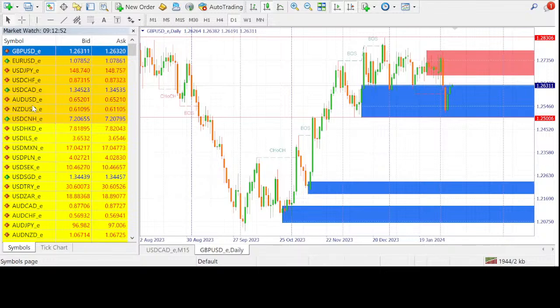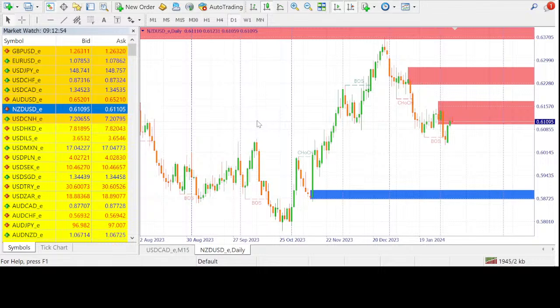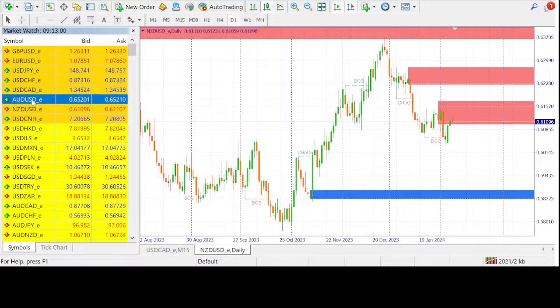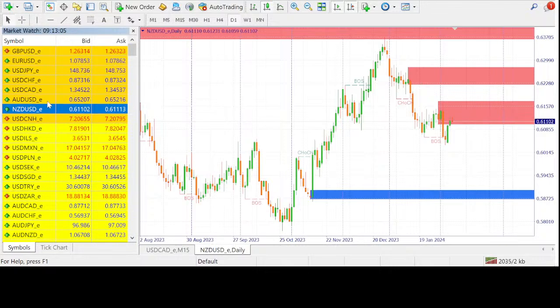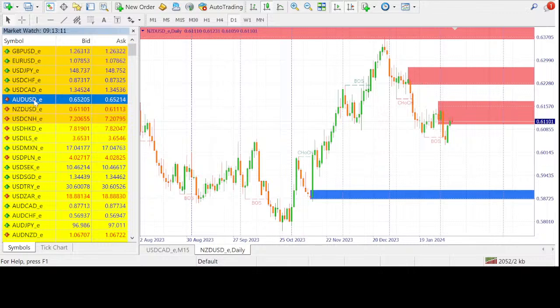So let me load it on my screen. We have it here. Before I say anything on NZDUSD, what I have to say is if you are trading NZDUSD, ensure you are seeing the same signal on AUDUSD. These two currency pairs are positively correlated. So whenever there's a signal on this one, there is highly likely going to be a signal on the other one. So keep looking for the same thing on both of them.